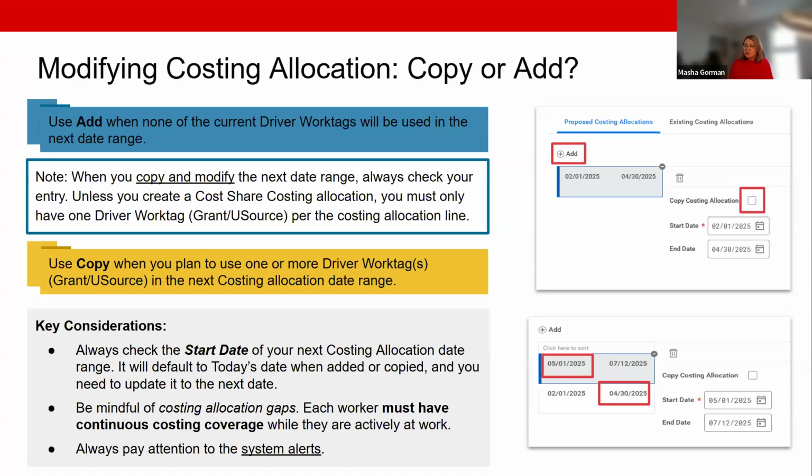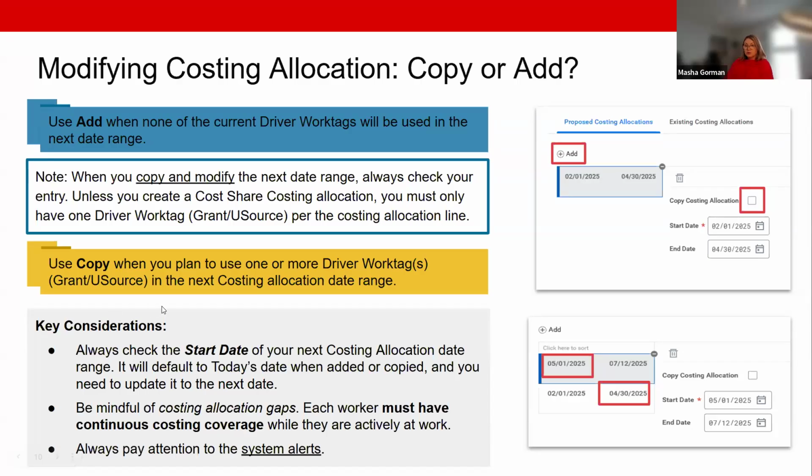So the start date of your cost and allocation date range, as I previously said, defaults to today, but always check that, because whether you modify or add, you will always get the new record appearing with today's date, and Workday will throw an error or a warning if that overlaps with the previous costing allocation. Line up your dates.